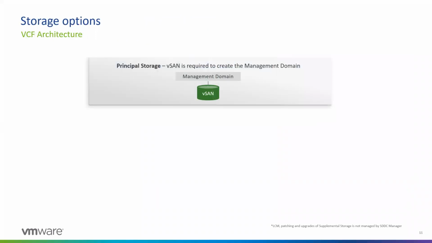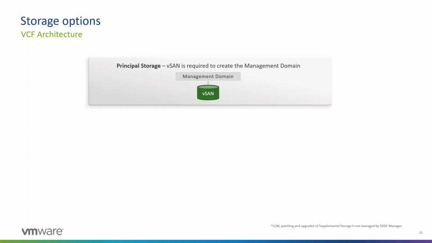Another aspect that's quite important is the storage choice. VCF, as I said at the beginning, is based on VMware Validated Design. It's a standardized architecture. And because it's a standardized architecture, and because we want you to follow those standards, there are some design decisions which are fixed, which means you cannot change them. You are going to follow them. There is no way to deviate. There are hundreds of design decisions that you can adjust based on your requirements, but there are some which we call fixed design decisions.